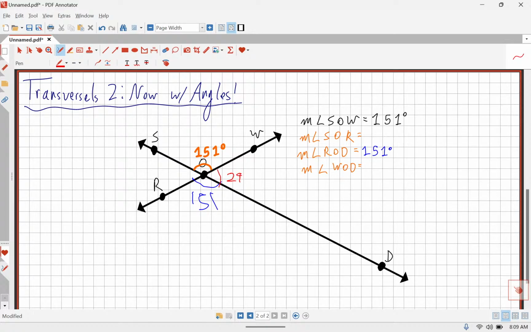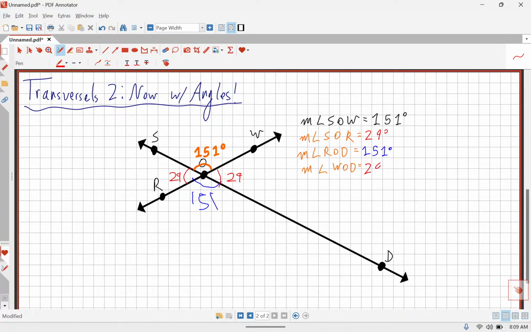Awesome. And then what would the other one be? Excellent. How many of us were able to get that those two angles were 29 degrees? How many of you were able to get that? Beautiful. Excellent. Thank you, Jackson. Very good. So once we know all that, we can tell what all those angles are.